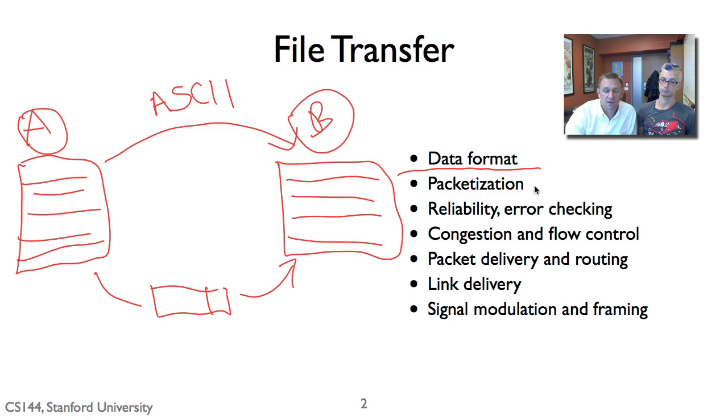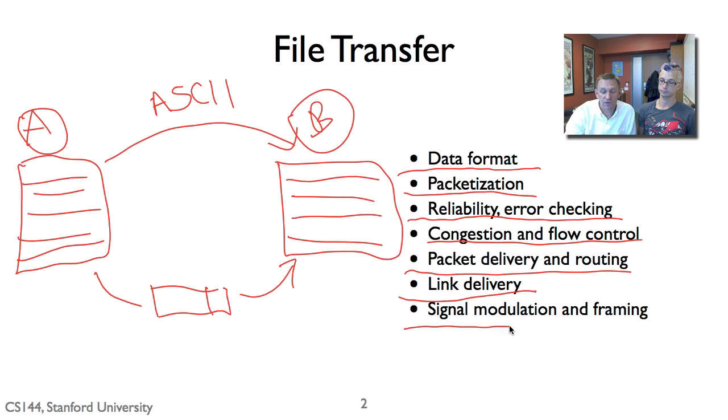So in this case, I've got the data format, that's telling me the format of the data that I'm using. Packetization, which is breaking it up into the packets of information that I'm going to use to send to the other end. Reliability and error checking, meaning I'm going to check that each one of them is correctly delivered, and then fill in or retransmit any that are missing. I'm going to perform flow control to prevent the other end from being overrun, and perform congestion control in the network. Each individual packet will be delivered and routed through the network by starting out over the first link to the first router and using the correct signal modulation and framing layers.